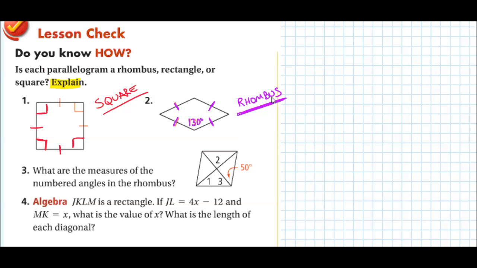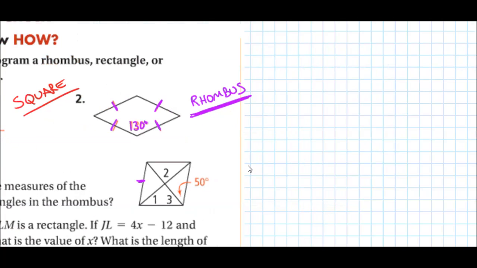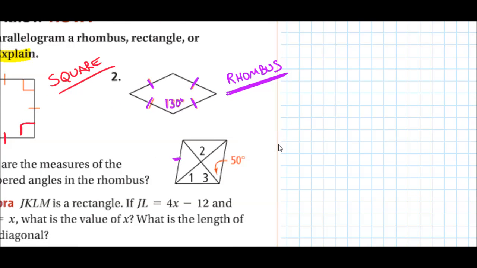Number three, what are the measures of the numbered angles in the rhombus? We know that in a rhombus, when the diagonals intersect, they make right angles. So we know angle 2 must be 90 degrees.